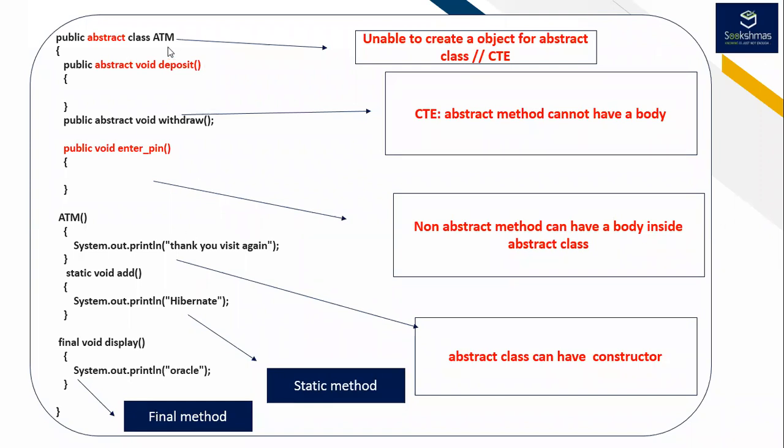The first point, again, I will repeat: we are unable to create an object for the abstract class, and an abstract method cannot have a body. The second point, the non-abstract method can have a body inside the abstract class. This is fine. An abstract class consisting of a constructor, that is also fine. And an abstract class having a static method, that is also fine. And an abstract class consisting of final methods, that is also fine. And for all these cases, I will show you the demonstration now.